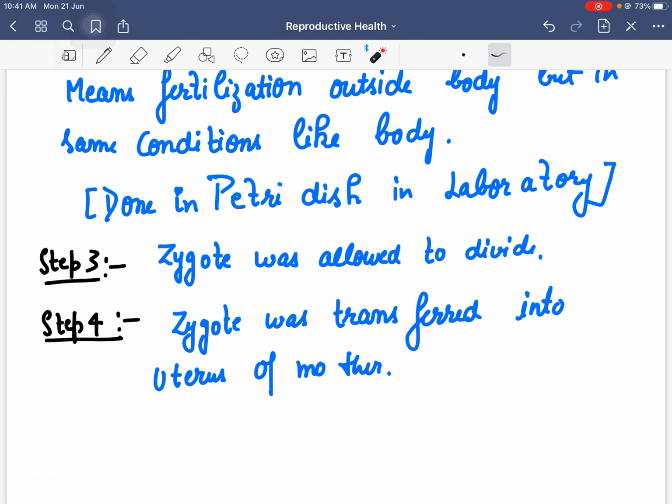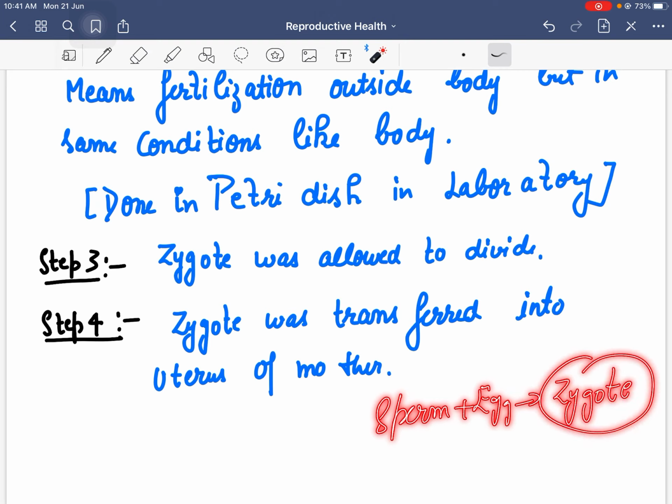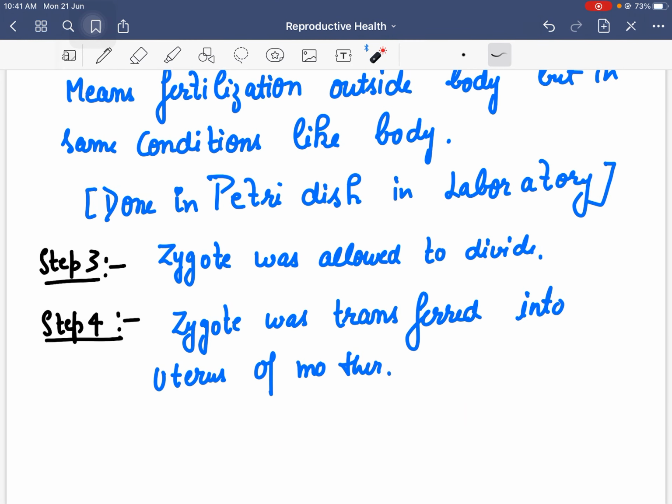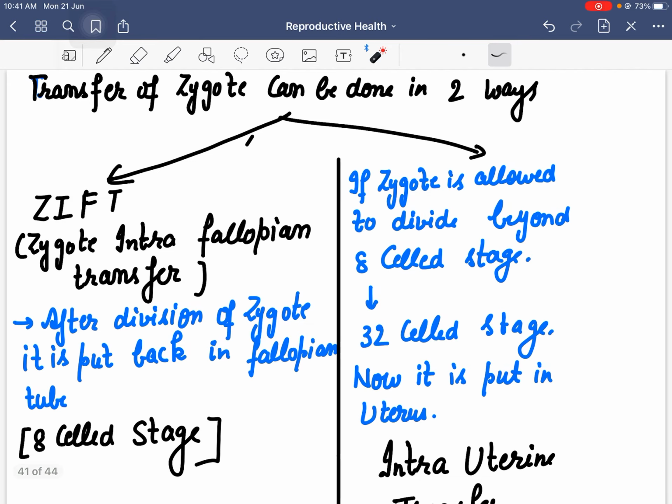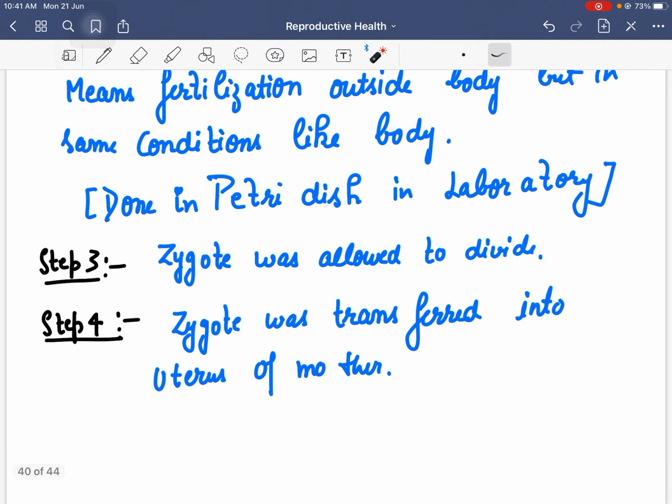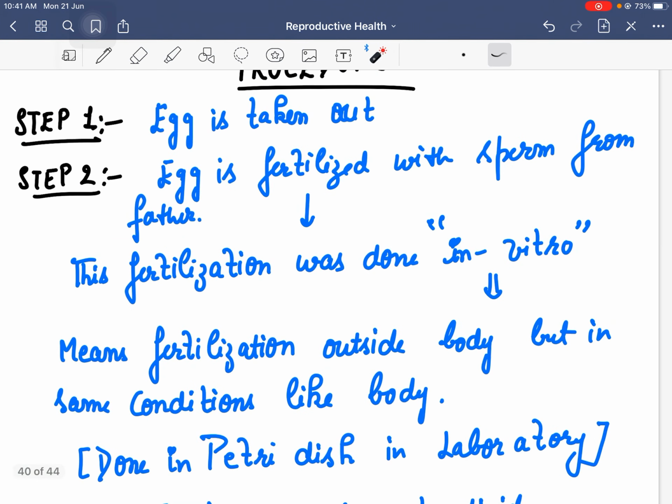Now when you fuse the sperm with the egg, what will be formed? Zygote will be formed. Now this zygote is allowed to divide in the petri dish, and then it is transferred into the uterus of the mother, after a particular cell stage. So where did we do the fertilization? Outside the body. That is why this technique is known as the in vitro fertilization method. In vitro means outside conditions.